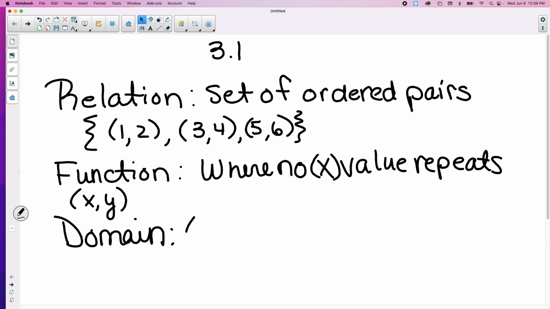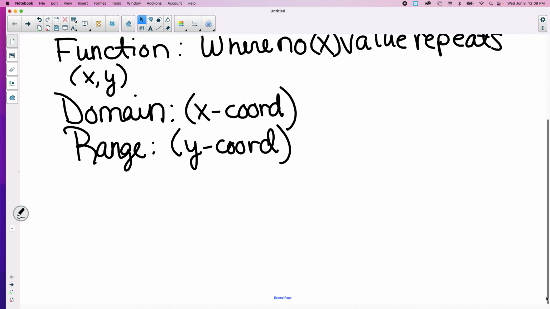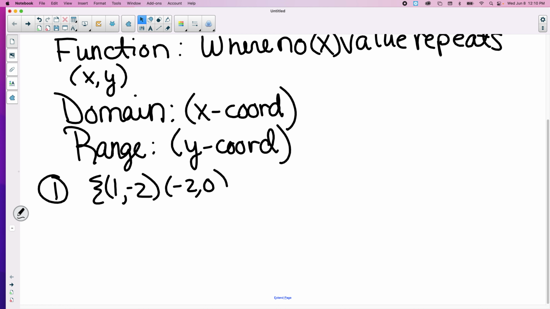The domain is the x coordinates, or the first one, you know that. And your range are your y coordinates. I'm gonna write these out, but you already have it on your paper, so you don't need to write this out.